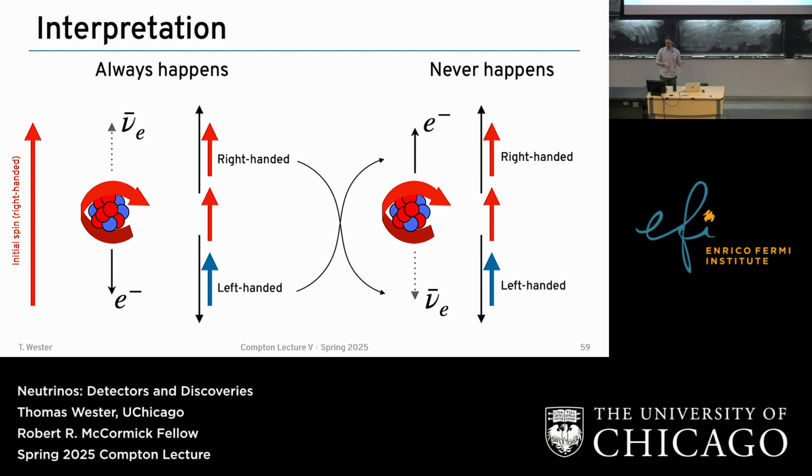In other words, what was never observed is if you swapped the anti-electron neutrino and the electron. If I now put the electron on the other side and the anti-electron neutrino on the bottom, going in the opposite direction, this was never observed. Even though you could line up the arrows like this, this process never happened. So this is one clue.